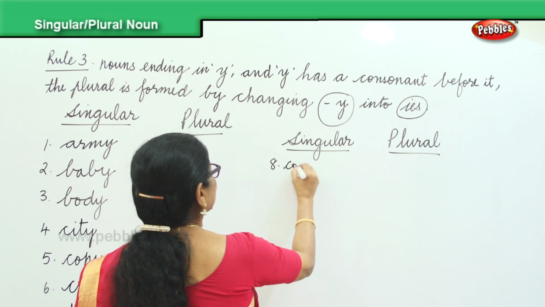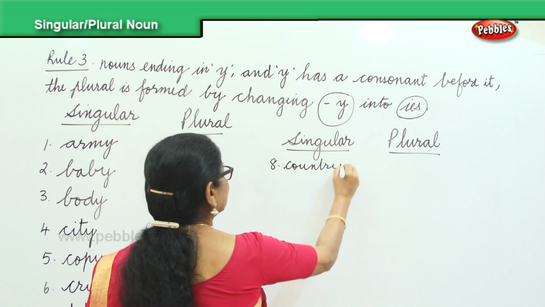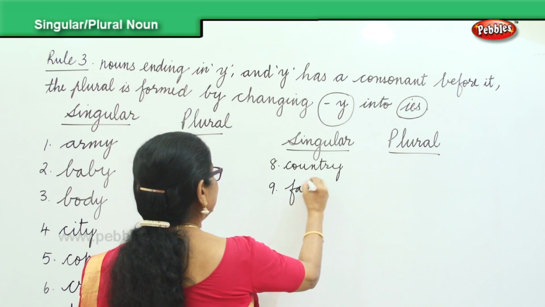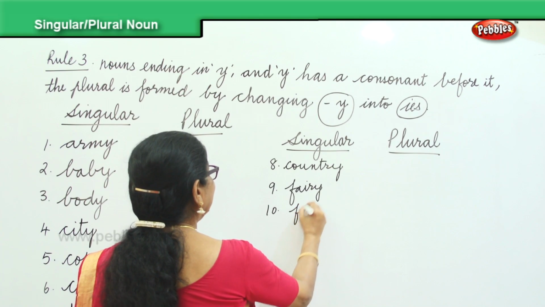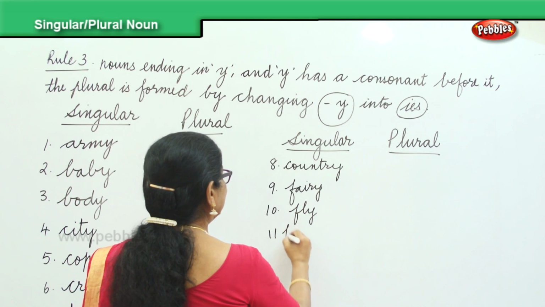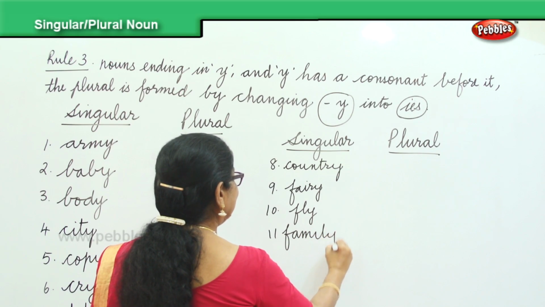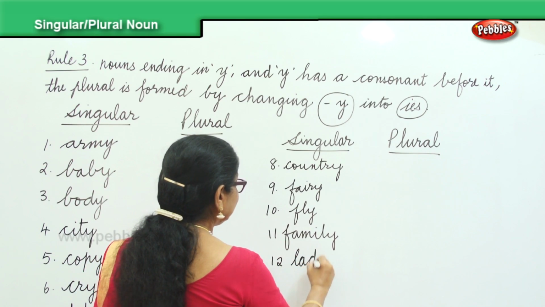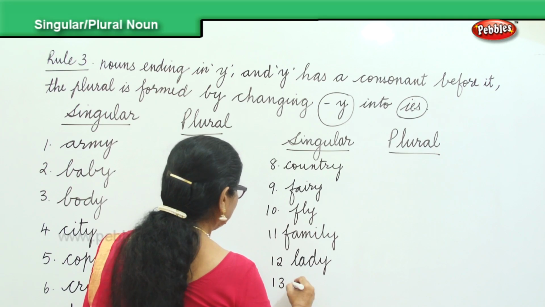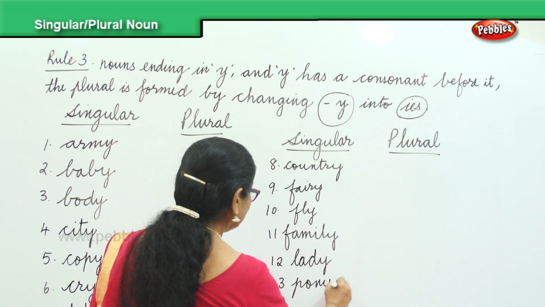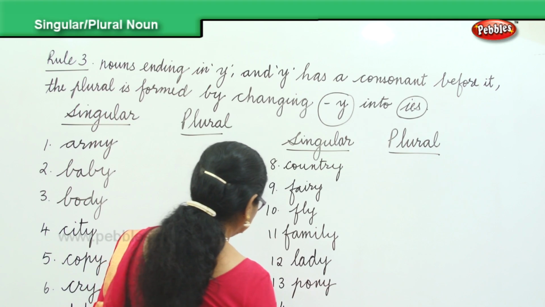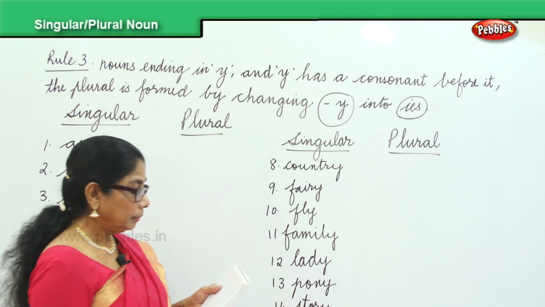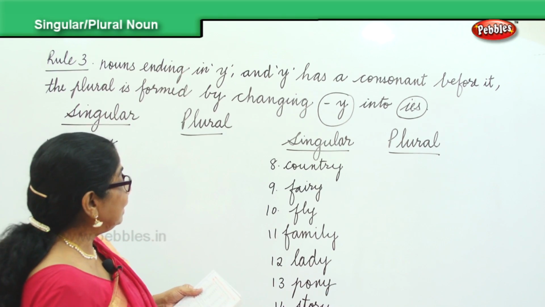Country, ferry, fly, family, lady, pony, story. You also have library, lily, and so on.